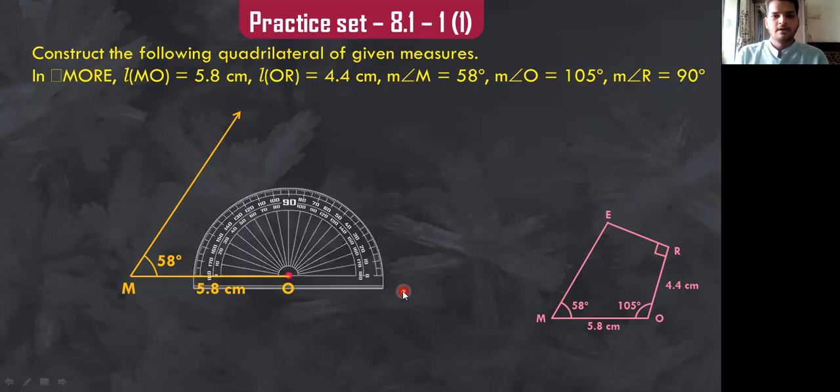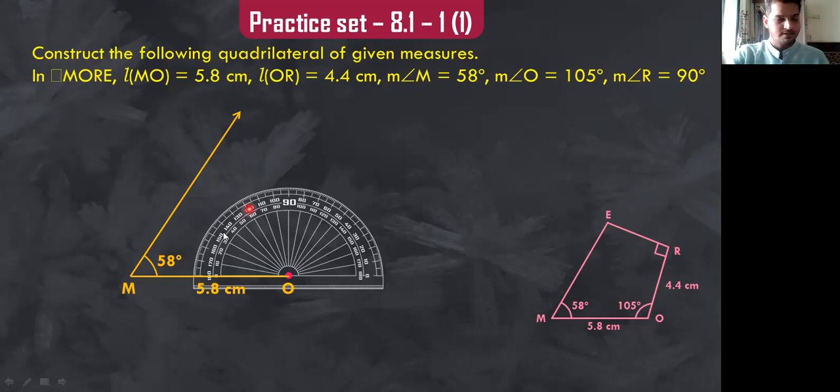Now, on the point O, we want an angle of 105 degrees. Again the question is, place the protractor on the point O. Which side should we count for 0, the left side or the right side? Observe the segment which is drawn from O. Where is the segment? On the left side. So we will consider the 0 on the left hand side, and from 0 on the left hand side, we will calculate 105.